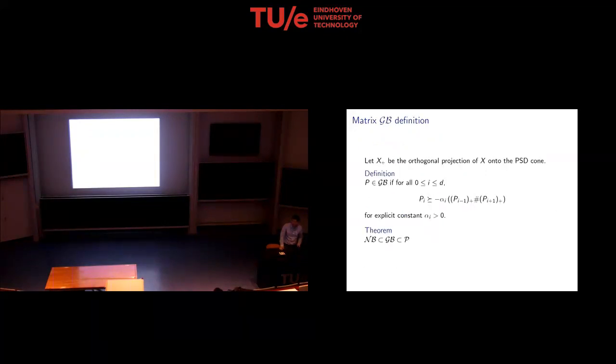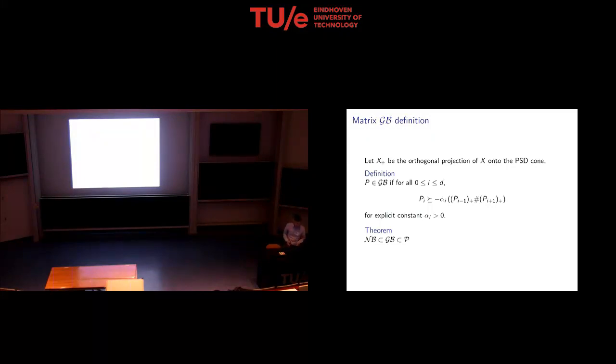Okay, so the condition in the general case: just like before, where we used the projection onto the non-negative orthant, x plus was the maximum of x and 0, now we project x onto the positive semi-definite cone. And we'll say that P is in the geometric Bernstein set if for all i between 0 and d, we lower bound our coefficient matrix by the geometric mean of the projections of the neighboring coefficient matrices.